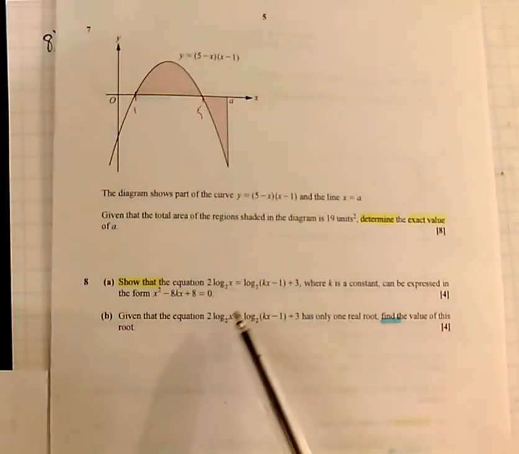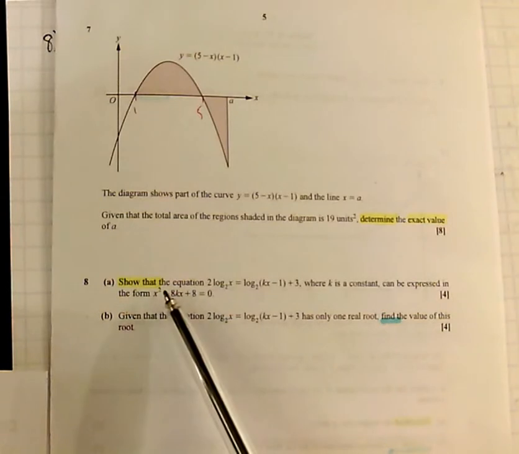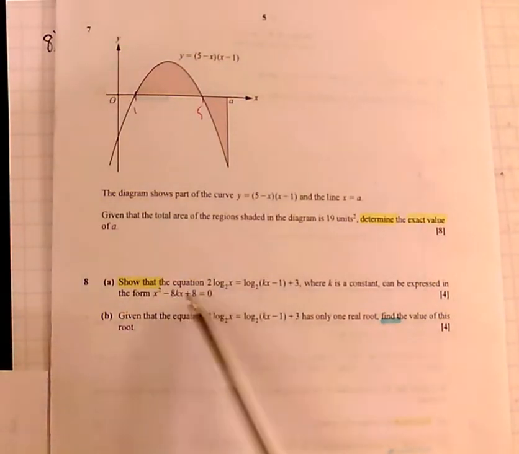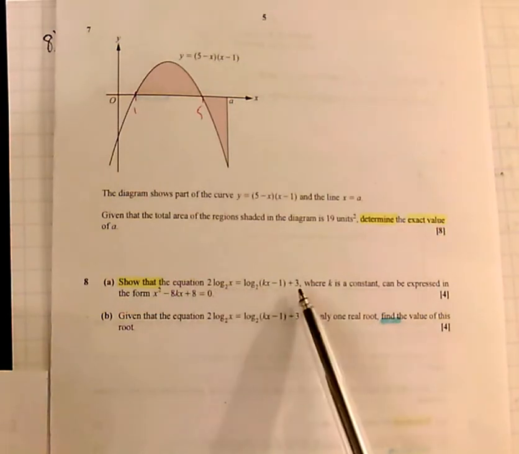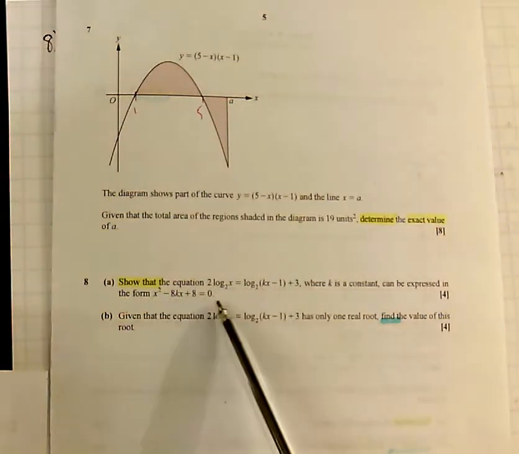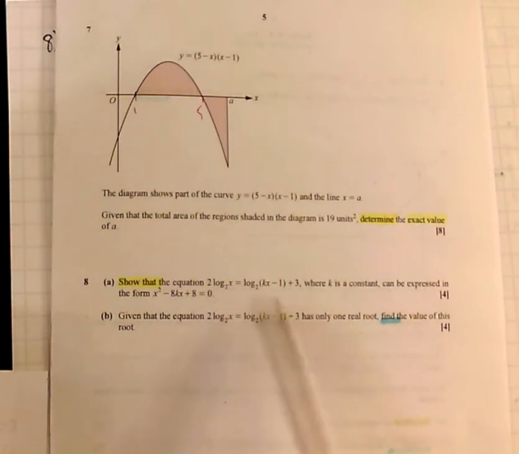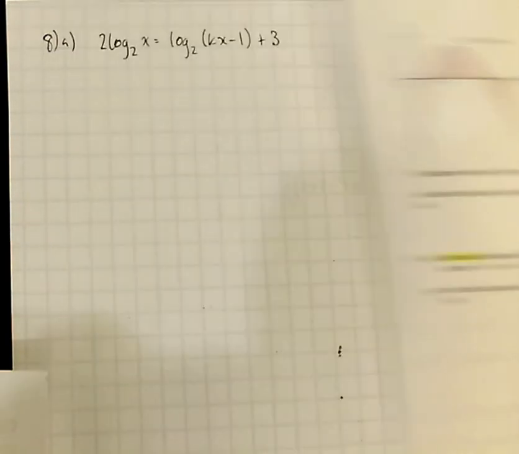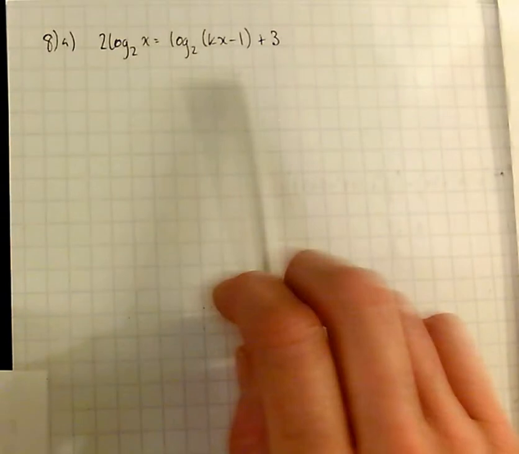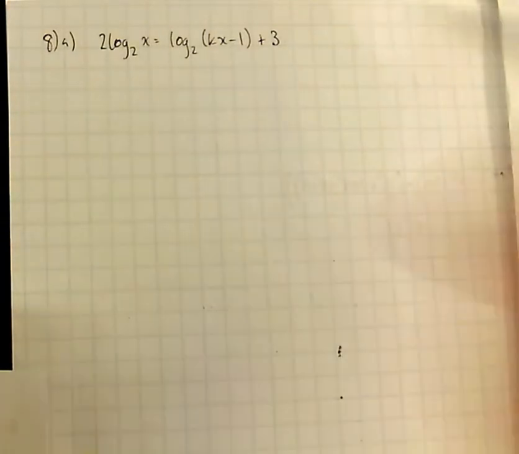We're looking at question 8 from the June paper that you did, and this is a show that question, so we have to do it step by step, no shortcuts. We have to show that this log equation is equivalent to this quadratic equation. Whenever we've got a log equation with several logs, we tend to aim for gaining a single log and vice versa. So I'm going to move all my logs to one side.